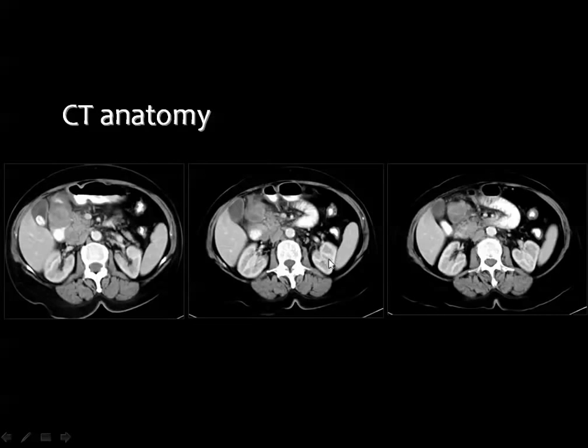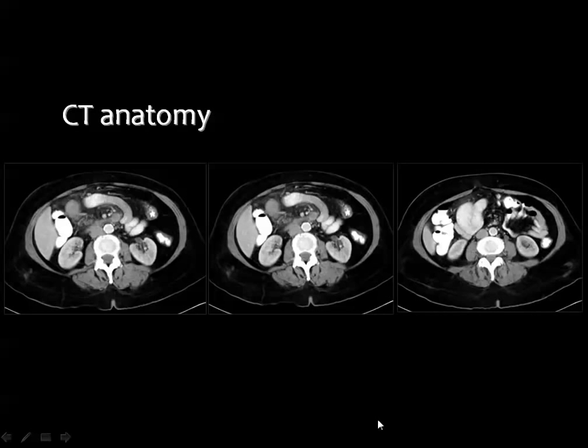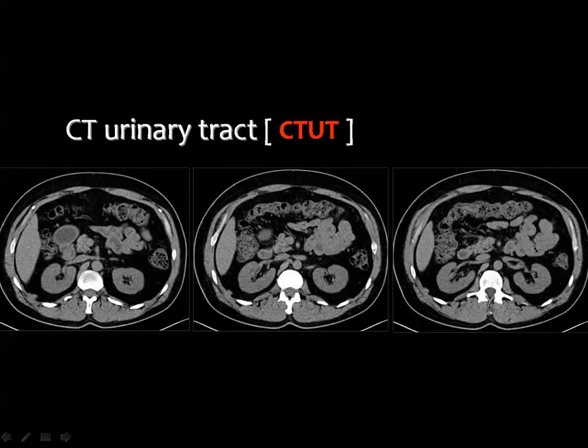We can see if there is hydronephrotic changes or not. We can also detect renal masses, as I will show to you. And these are the images through the kidneys, and this is the lower renal pole on both sides.